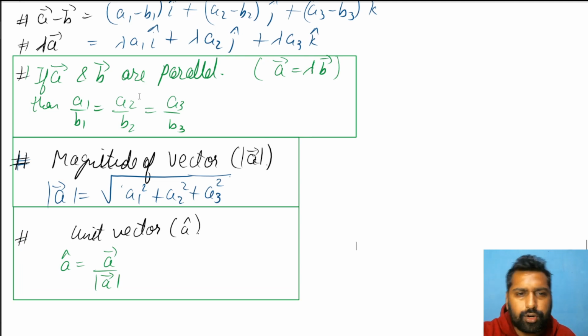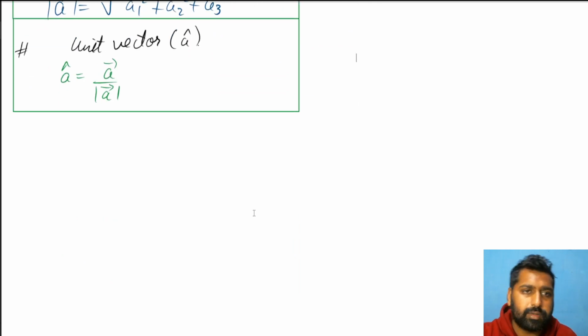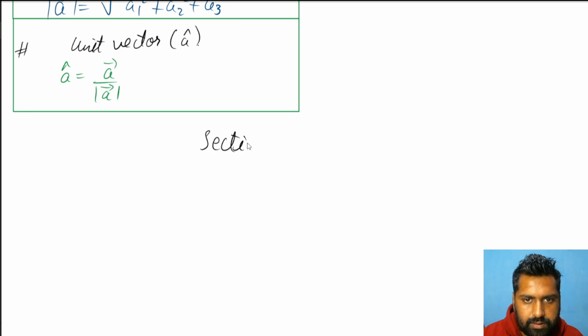Unit vector, magnitude of a vector, we know how to calculate. Whether vectors are parallel or not, we have done that. Perpendicular will come later. Now comes the section formula. In vectors also the section formula is applied. Remember, for coordinates you also have a section formula. So in vectors also there is a section formula. I'll give you the formula first of all.